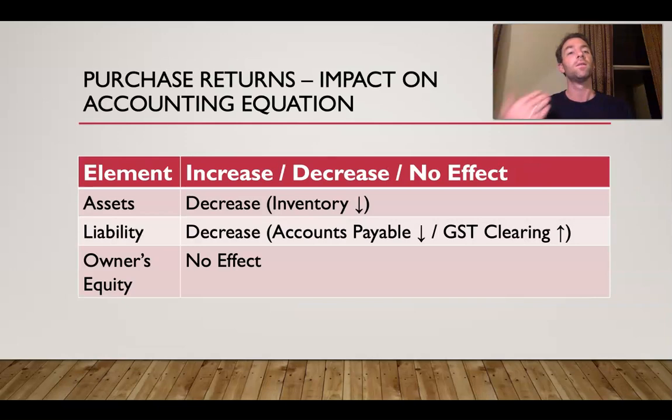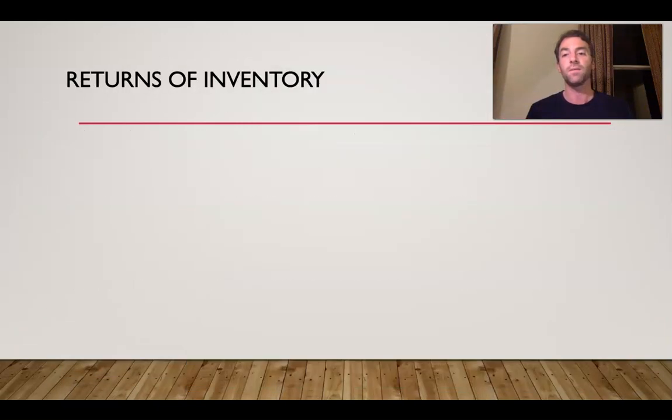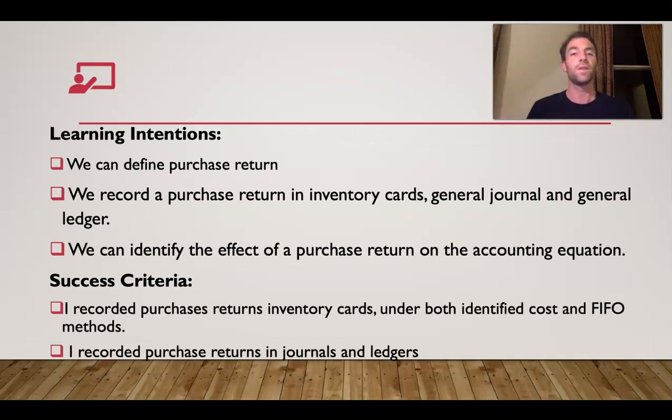Guys, that's a lot. I'm just going to go all the way back to our learning intentions very quickly. Hopefully from this video, you can tick off the learning intentions. You can define a purchase return. You can record a purchase return in the inventory card, the general journal, and the general ledger. And you can identify the effect of a purchase return on the accounting equation. By doing textbook questions on all of those components, the inventory cards, the general journal, and the general ledger, you'll become an expert and be able to tick off those success criteria.